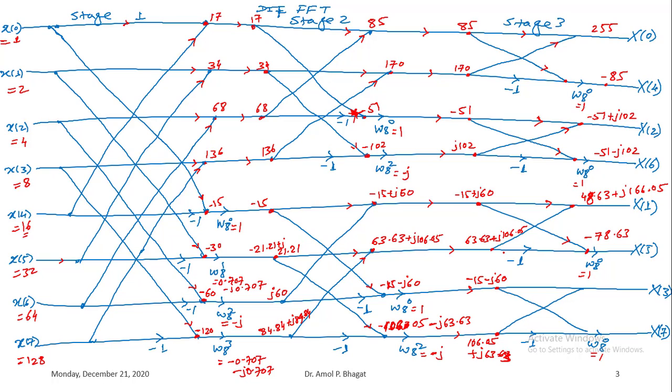Minus 78.63, and then this minus J106.05 plus J60, right? So here you will get minus J46.05, right? Then at this point again you will have this value, that is minus 15 minus J60, then this 106.05 plus J63.63, right?